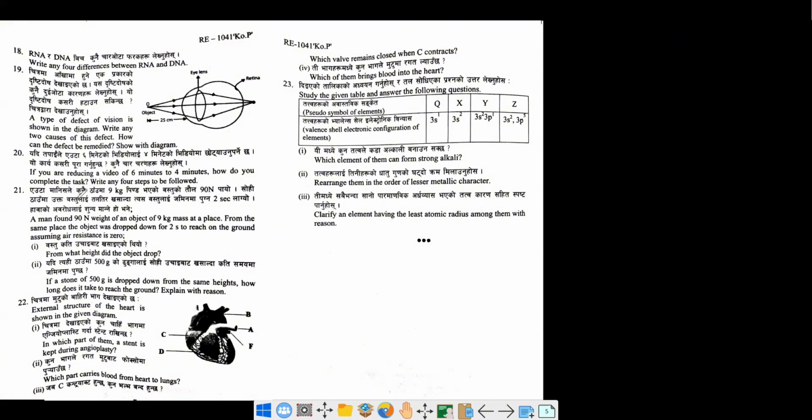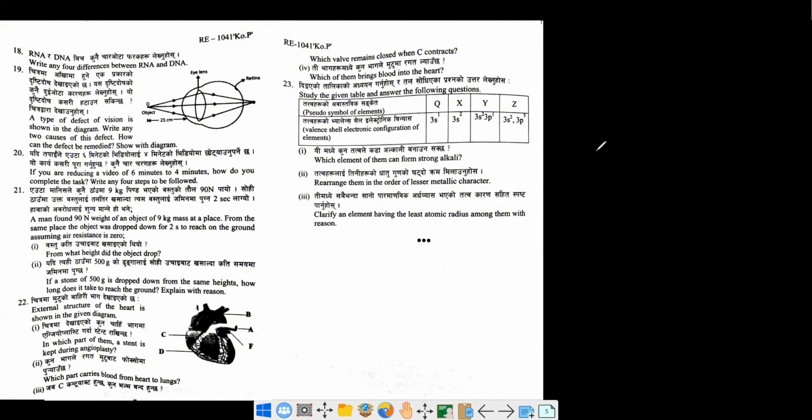Okay, a man found the weight of a 9 kg mass to be 90 at a place. Okay, so the man found a weight of 90 for a 9 kg mass at a place. From the same place an object is dropped for 2 seconds. It drops down for 2 seconds to reach the ground, assuming the resistance of the air is 0. Find the height of the object.